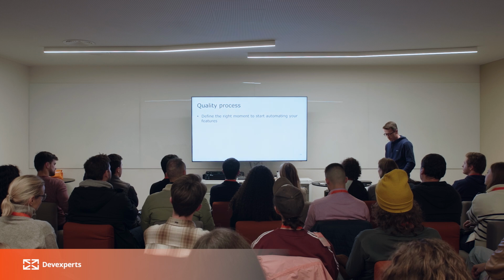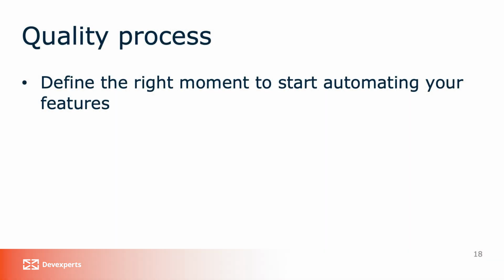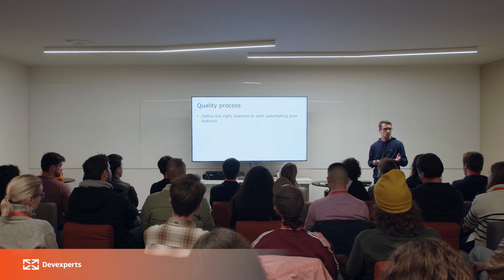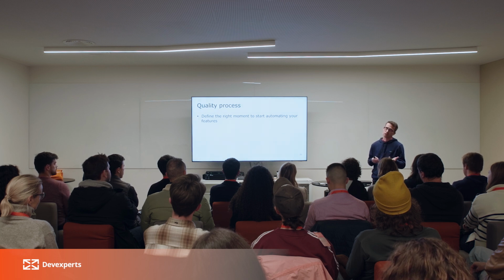So I think the first step is defining the right moment to start automating your features. For example, if you have your automation team distributed into different agile teams, probably your test scenarios are described during your refinement moments. And so you probably have to understand if the best moment to start automating is during the feature development, or if it's better to wait until the feature is stable so you can automate it after that.